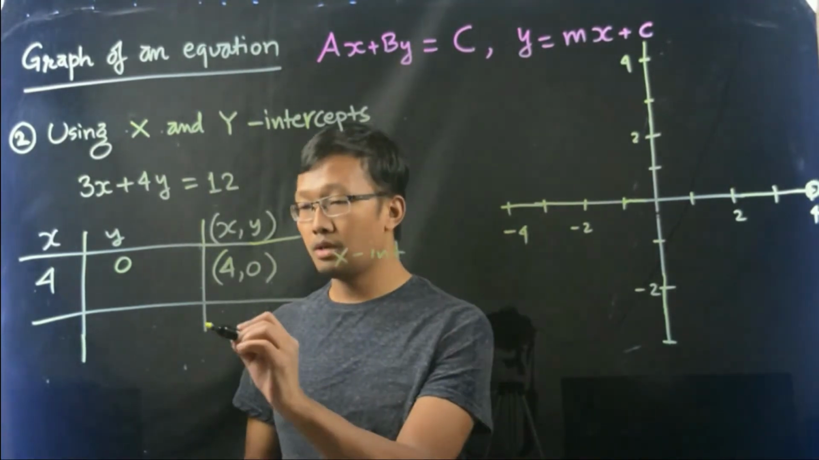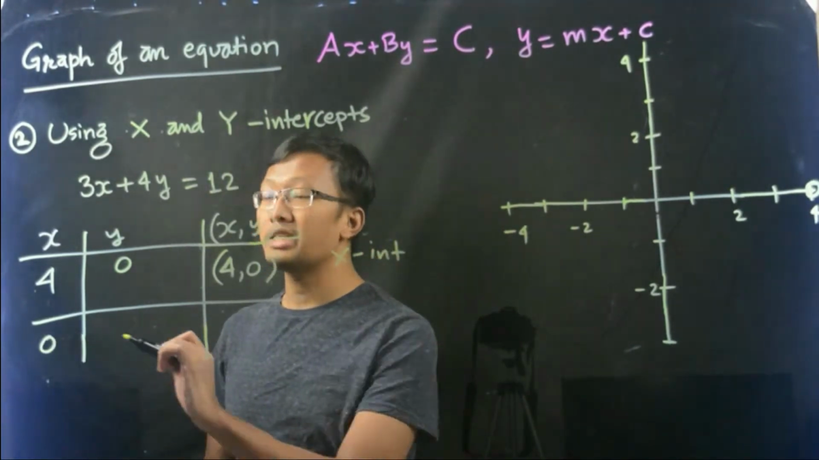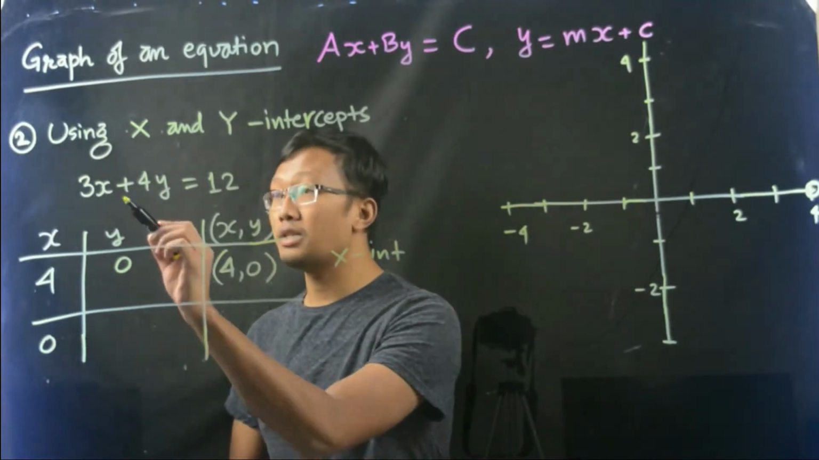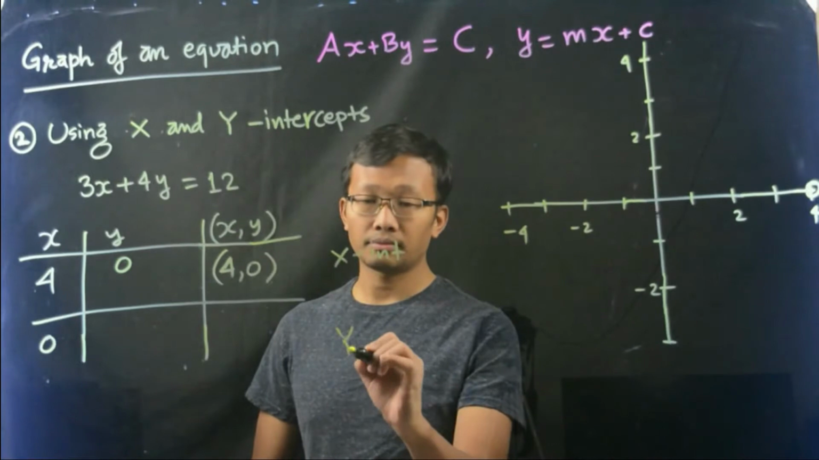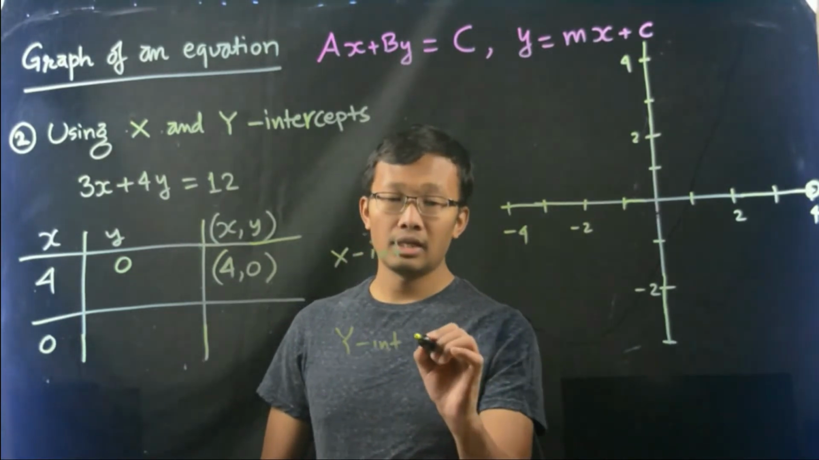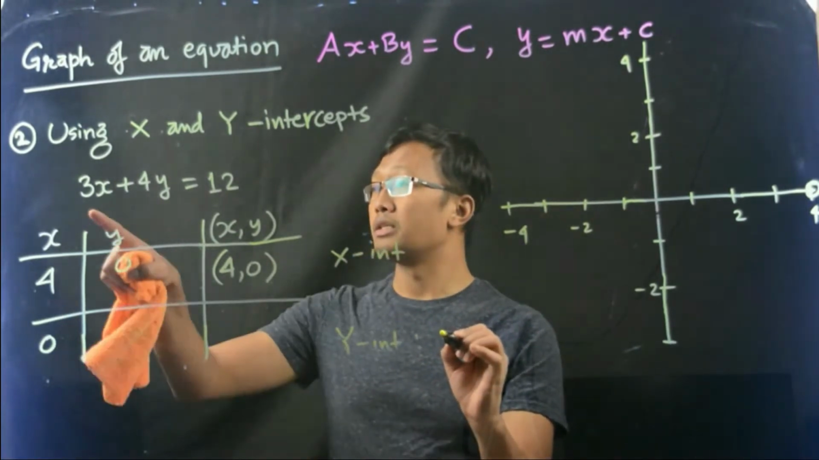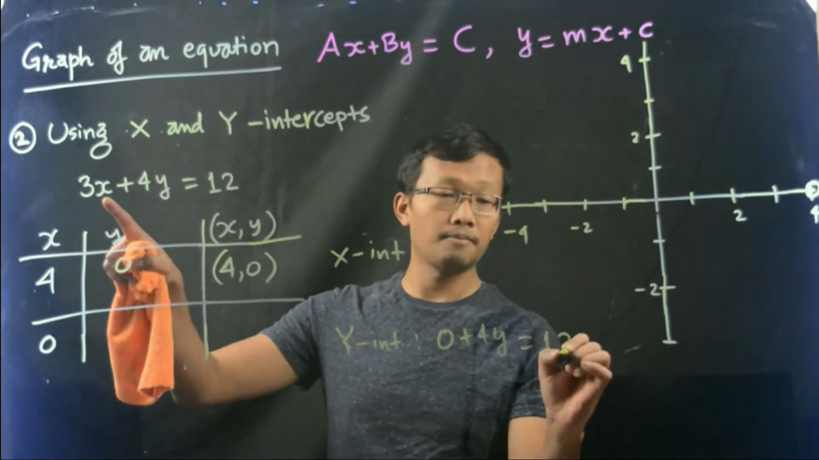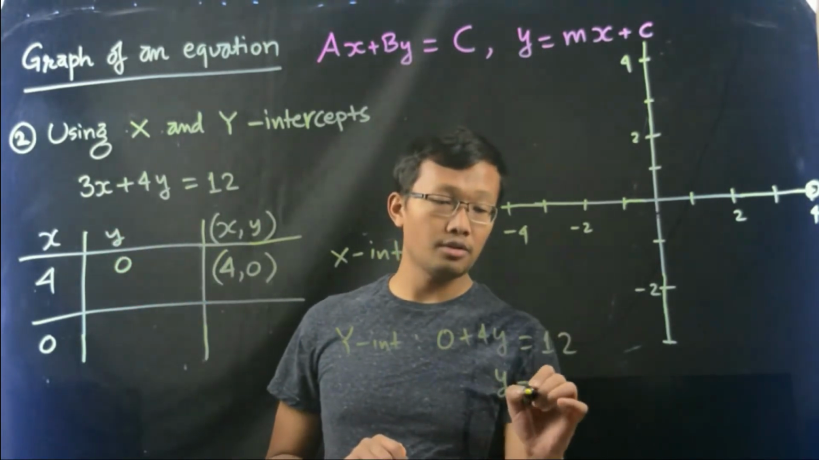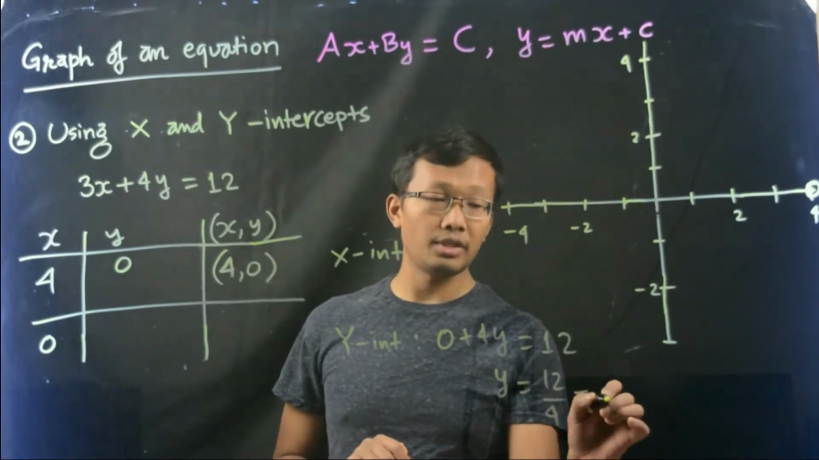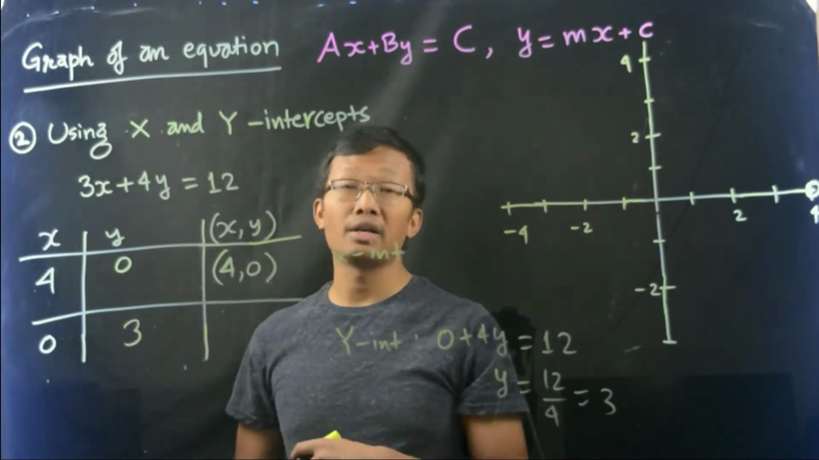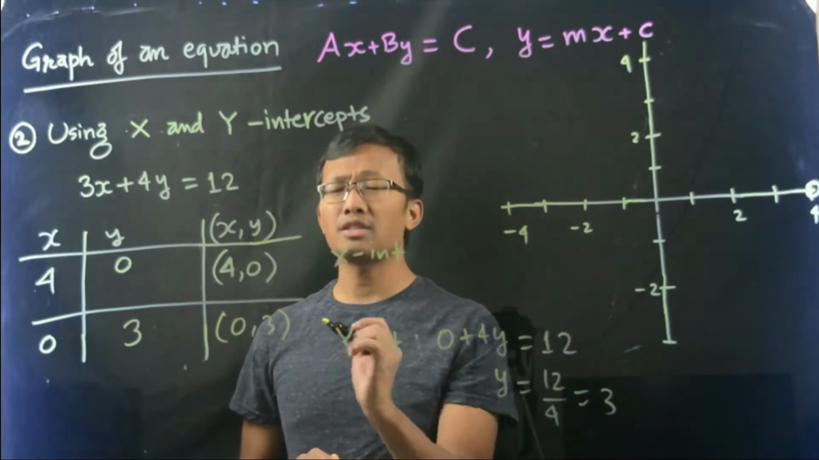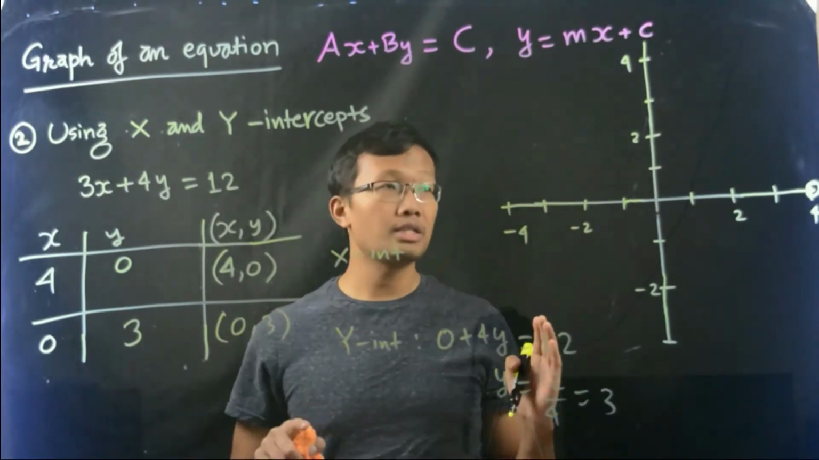Now for y-intercept, we do a similar kind of thing. For y-intercept, we let x equals 0. Okay. Then if we plug in 0 in this equation, then we will be getting the y-intercept, which is 0 plus 4y equals 12. So that's y equals 12 by 4, that's 3. So value of y is 3, and the point is 0 comma 3, or simply you can go 3 units upwards.